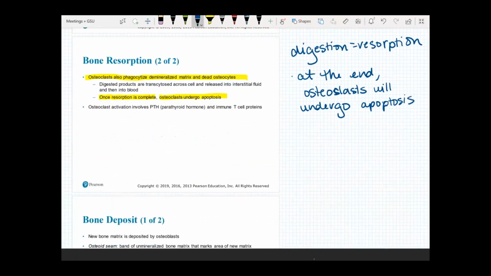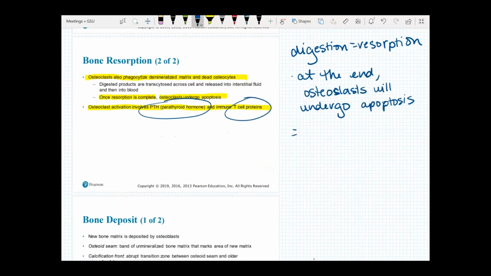So resorption is breaking down the bone. It's done by osteoclasts. When it's done, they destroy themselves. This whole process is going to involve parathyroid and immune T cell properties. So these are going to be important. It will be done with parathyroid hormone and with T cell proteins that will be responsible for making this process work. So that's important to note.